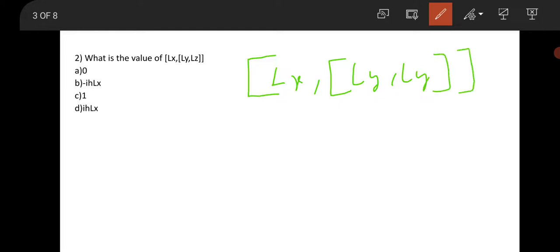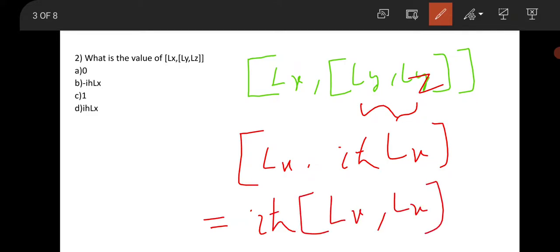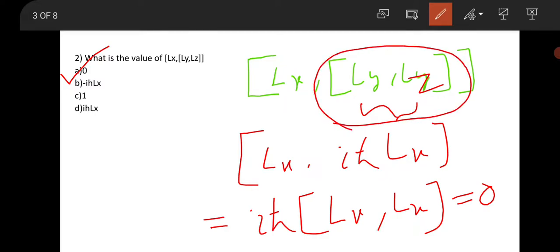First of all, you know the commutation relation between Ly and Lz is i ħ Lx. As we take i ħ common as a constant outside, it will be a commutation between Lx and Lx, so it will be 0. So the correct option will be option A, because we are using the property related to the angular momentum operator, that Ly and Lz commutation is equal to i ħ Lx, then the commutation of Lx and Lx will be 0.